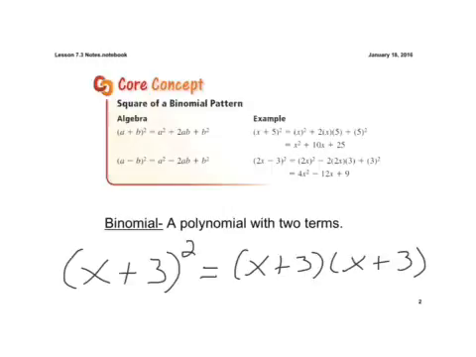But as you see in this core concept up here, there's a pattern that can be used as well. It's the first term squared of that binomial. It's the product of the two terms times 2 for the middle term, and then it's the last term squared. And it doesn't matter whether it's a plus sign or a minus sign in the middle. The pattern is the same. Just notice that if it's a minus sign in the middle, then it's a minus sign in the middle term there.